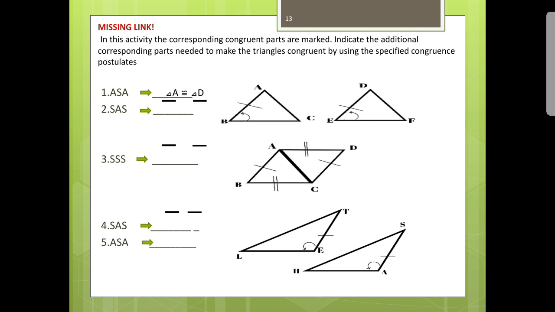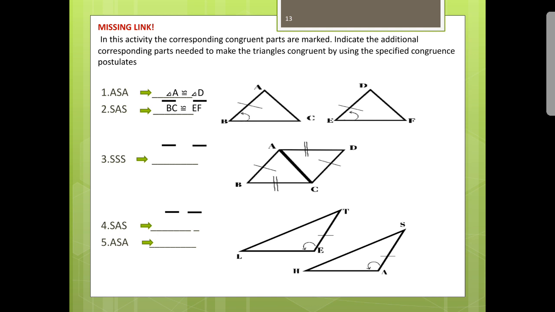The next one, side angle side. So obviously, there are two congruent sides and a congruent angle. So obviously, the additional congruent part to complete the side angle side is side BC is congruent to side EF.